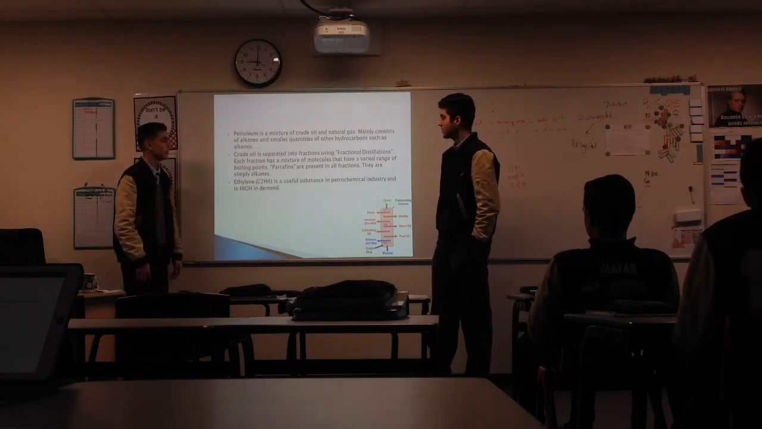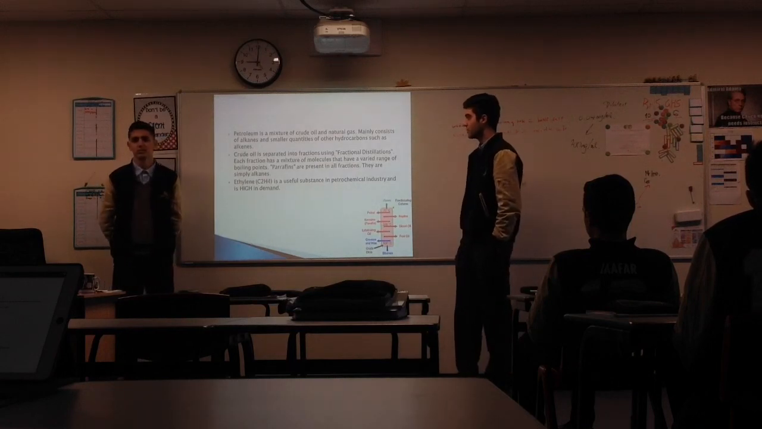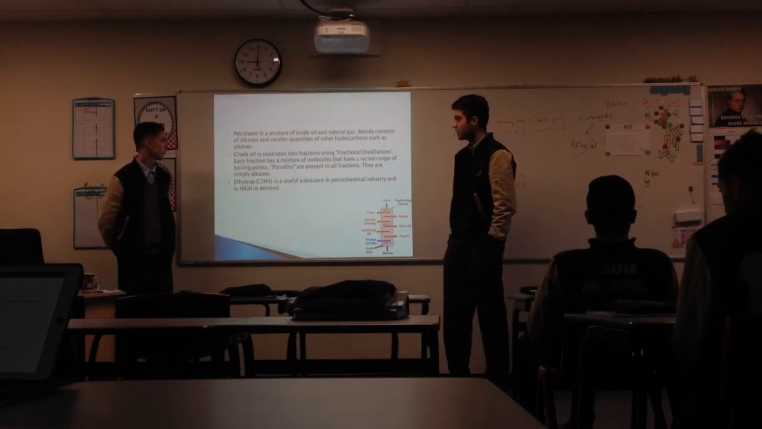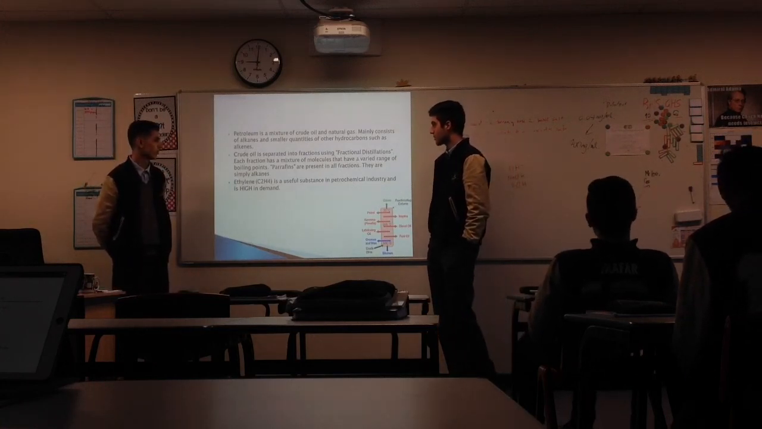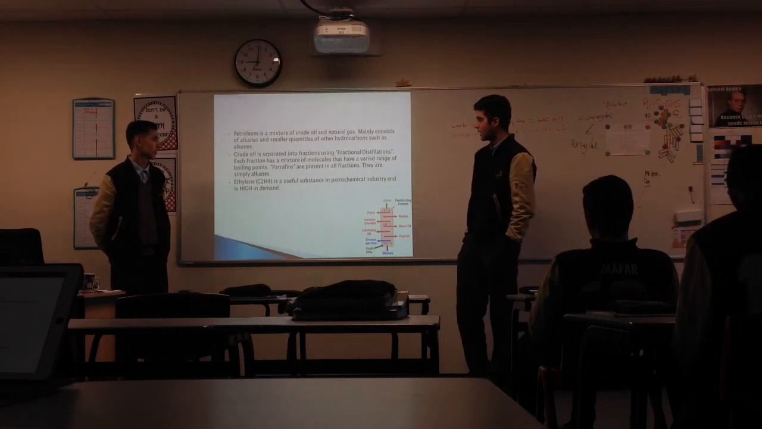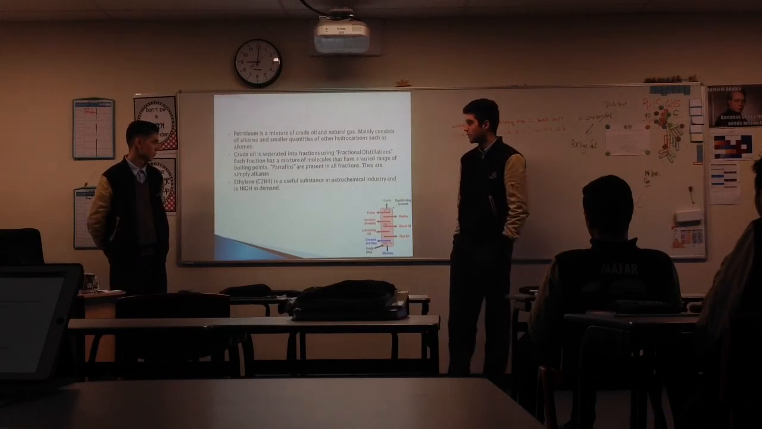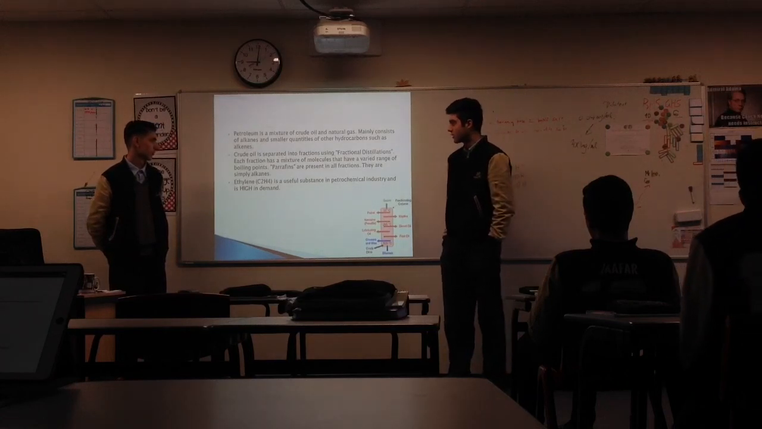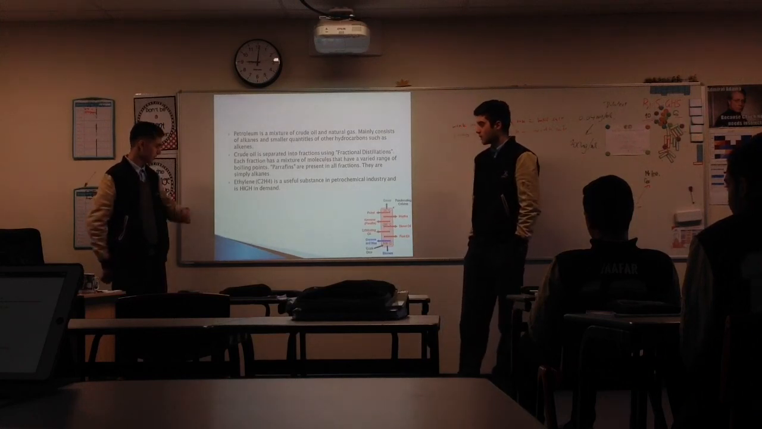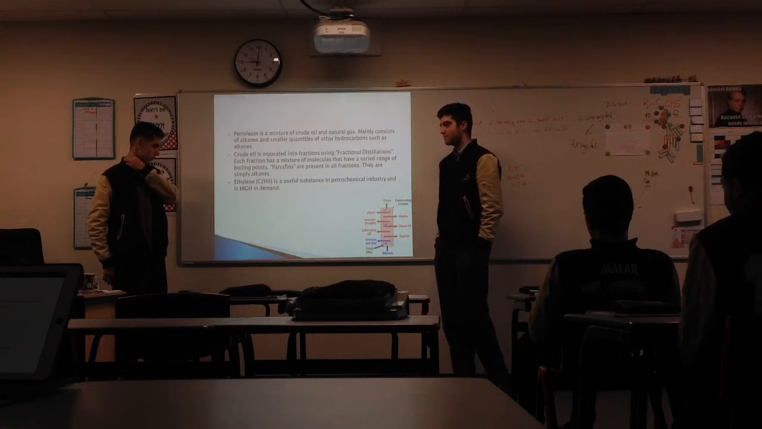So petroleum is a mixture of crude oil and natural gas. Mainly consists of alkanes and small quantities of other hydrocarbons, such as alkenes. Crude oil is separated into fractions using fractional distillation. Each fraction has a mixture of molecules that have a varied range of boiling points. Paraffins are present in all fractions. They are simply alkanes. Ethylene is a useful substance in petrochemical industry and is high in demand.